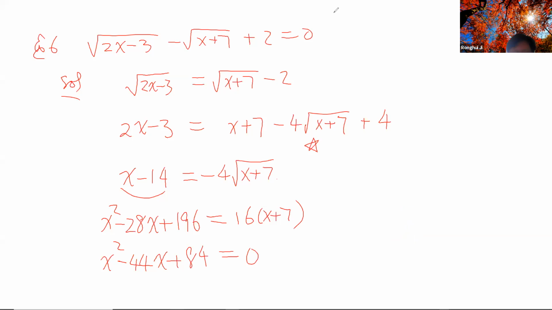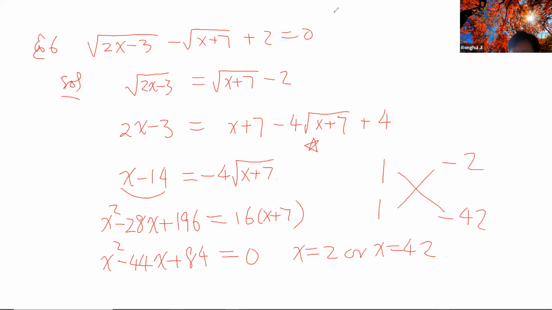Now you could use the quadratic formula. In this case, probably you should factor, right? How do I factor this? 2 and 42, do you agree? And then you need both to be negative, yes? So you get x equal to 2 or x equal to 42, do you agree?